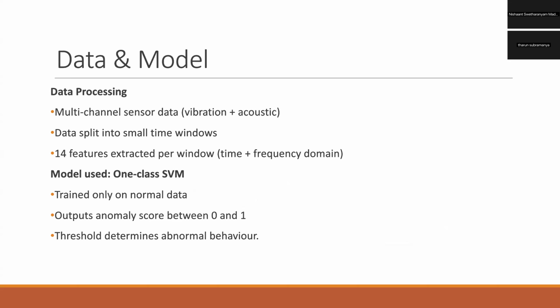For data pre-processing, we use multi-channel sensor data, specifically vibration and acoustic signals. The data is divided into two time windows, and from each window, we extract 14 features from both time and frequency domain. For the model, we use one class SVM, and this is trained only on normal data since fault data is rare. It outputs an anomaly score between 0 to 1, and we use a threshold to decide whether the signal is abnormal or not.